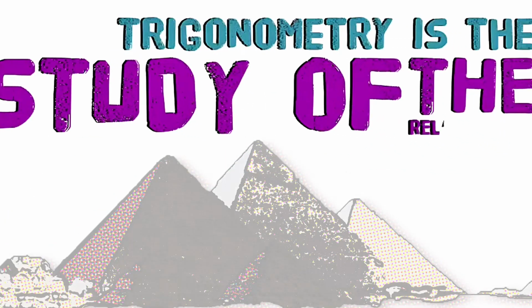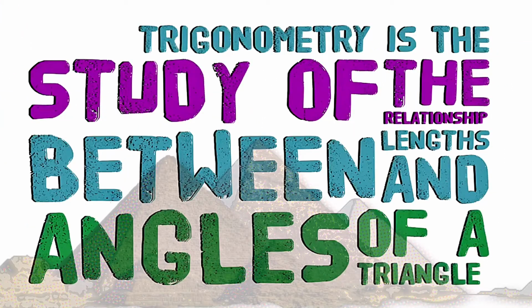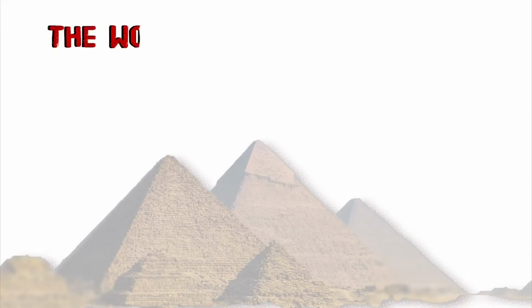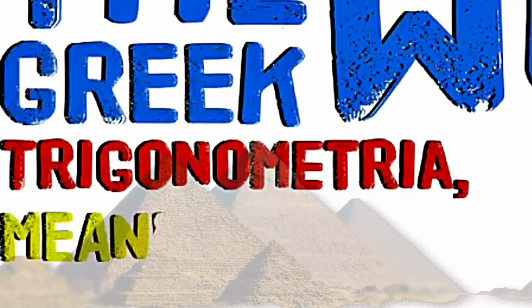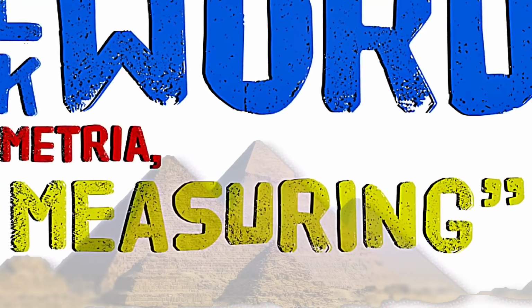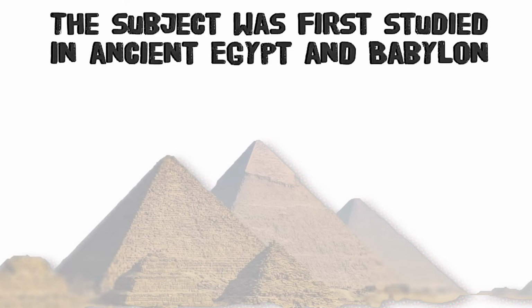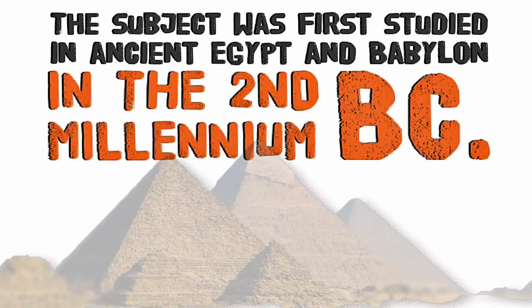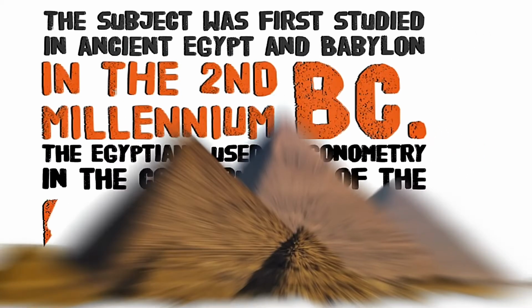Trigonometry is the study of the relationship between lengths and angles of a triangle. The word trigonometry is derived from the Greek word trigonometria, meaning triangle measuring. This subject was first studied in ancient Egypt and Babylon in the 2nd millennium BC. The Egyptians used trigonometry in the construction of the pyramids.